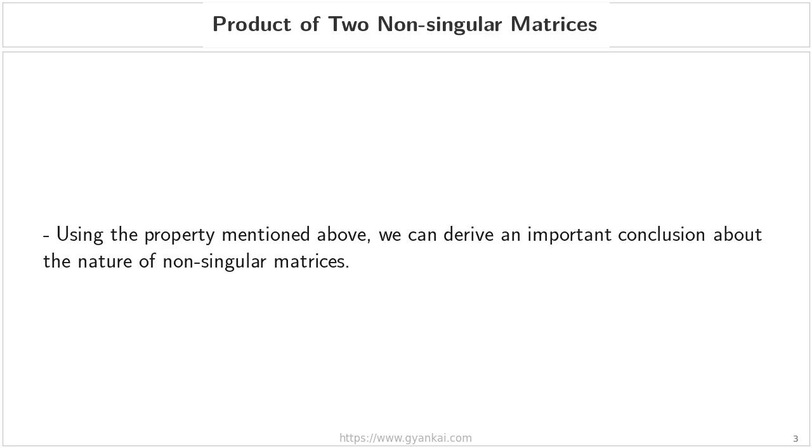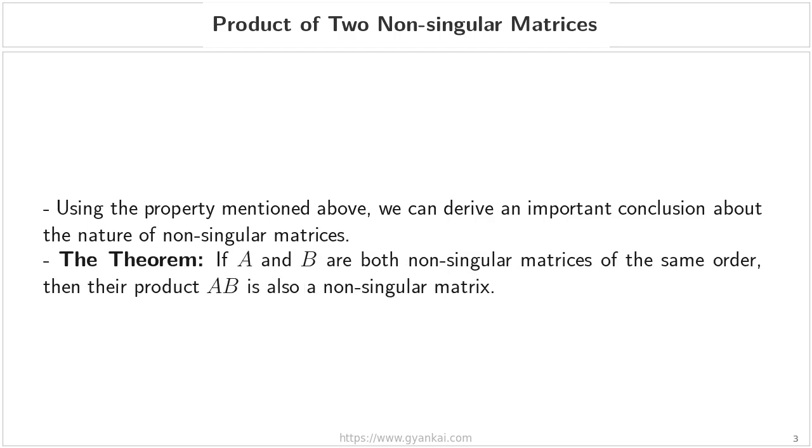Product of two non-singular matrices. Now that we have established the rule for the determinant of a product in the previous slide, let's use that rule to derive a very important conclusion about the nature of non-singular matrices. Here, we have a formal theorem to discuss. The theorem states that if matrix A and matrix B are both non-singular matrices of the same order, then their product, A times B, is also guaranteed to be a non-singular matrix.